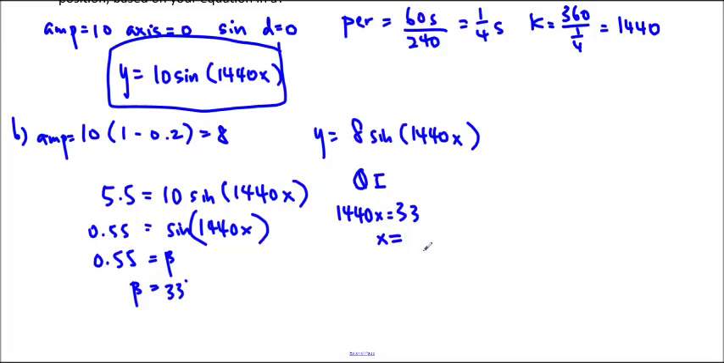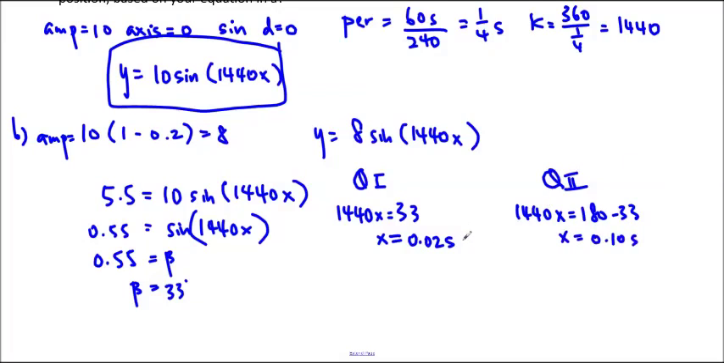So that gives me 0.02 seconds. And in quadrant 2, because that's also when sine is positive, 1440x is equal to 180 minus 33. So x ends up being 0.10 seconds. Okay, so that gives us the first period.